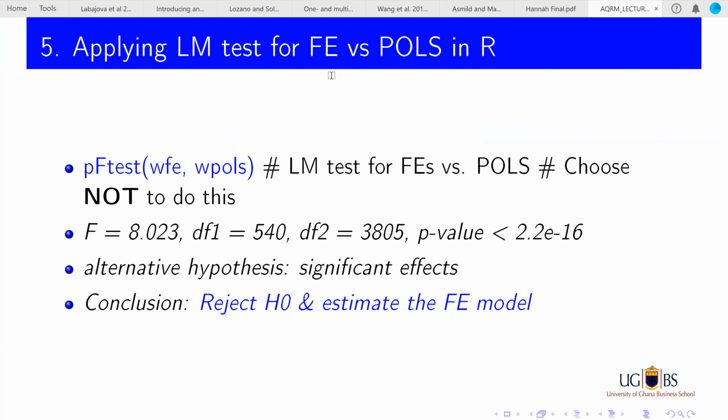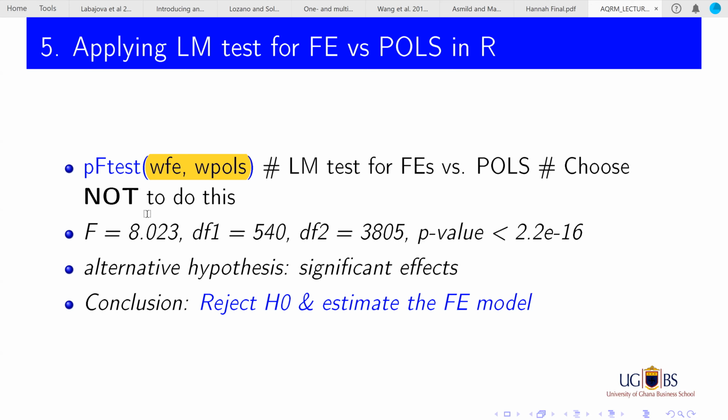Okay, that one is checking between fixed effect and pooled OLS. So this LM test for fixed effect and pooled OLS is specifically designed for that. When you do that, this is our fixed effect model, and this is our pooled OLS model. You will get this. The null hypothesis will always say that it is a pooled OLS. That's what the null would say.